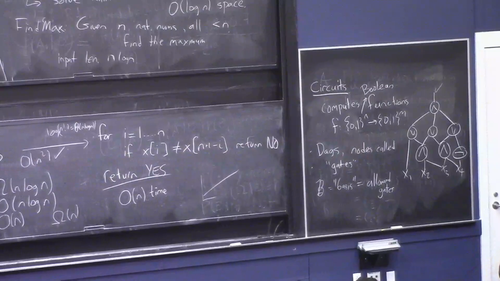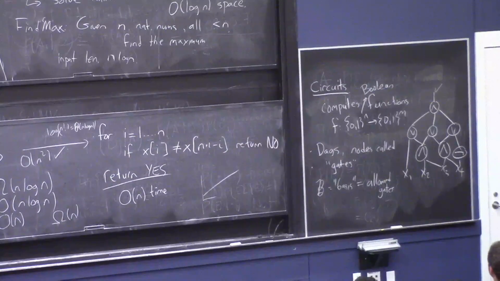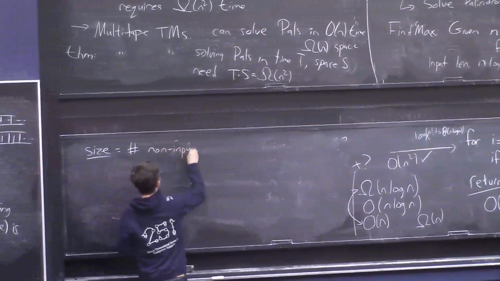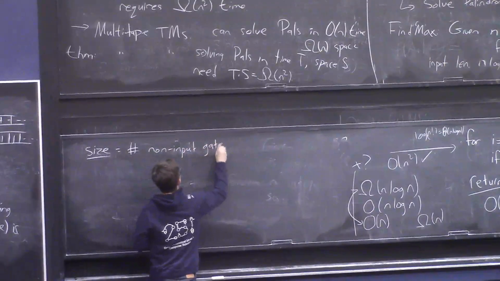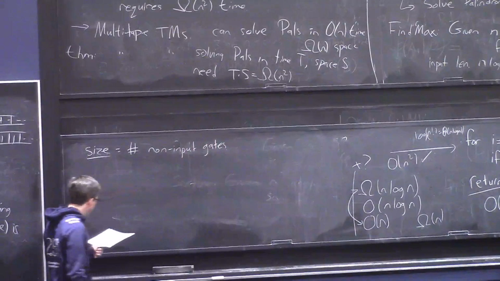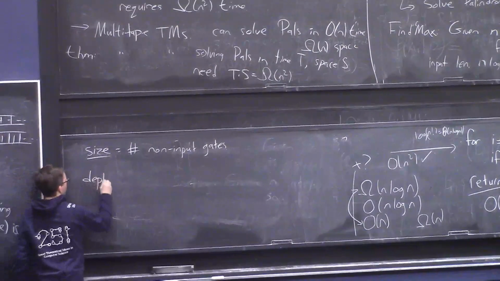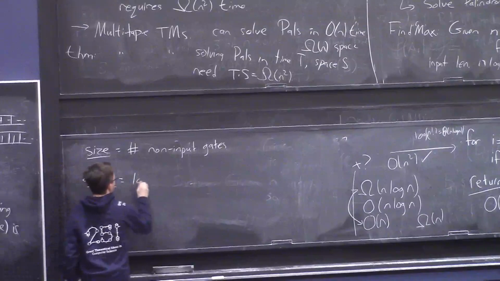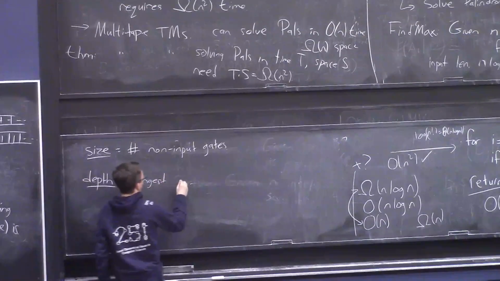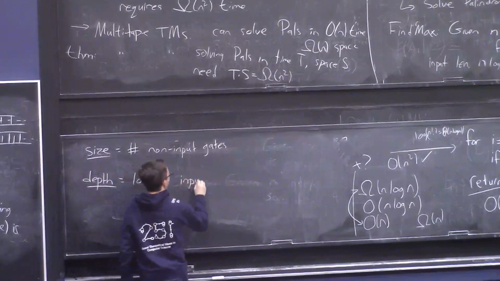And unlike with algorithms like Turing machines, you don't normally talk about the time for a circuit. The 2 main measures of complexity for circuits are size, which is usually defined to be the number of non-input gates. The other popular measure of complexity is depth, which is the longest input to output path length.